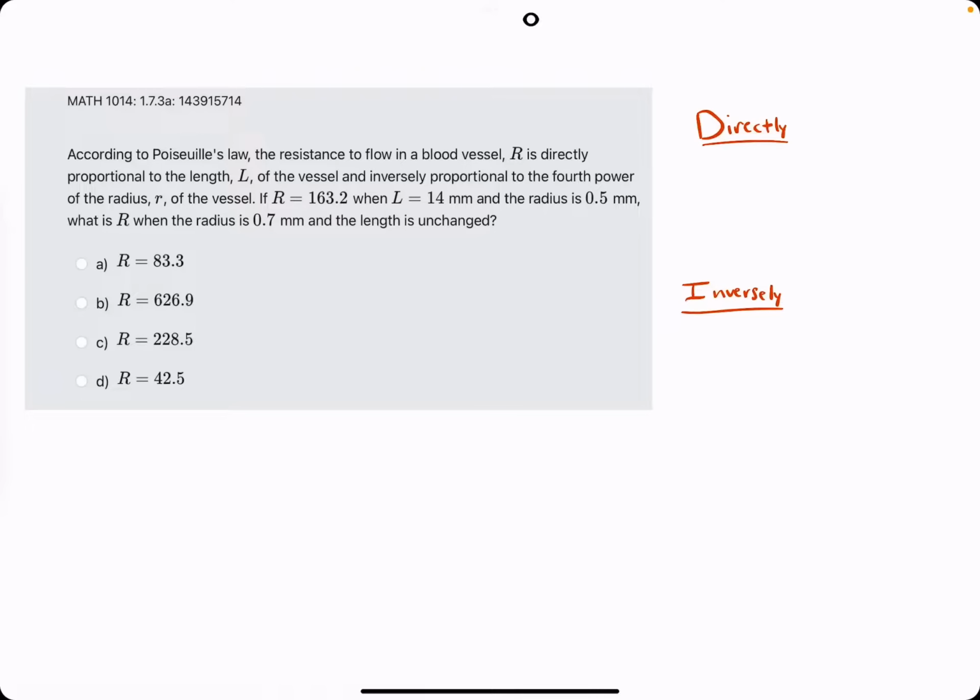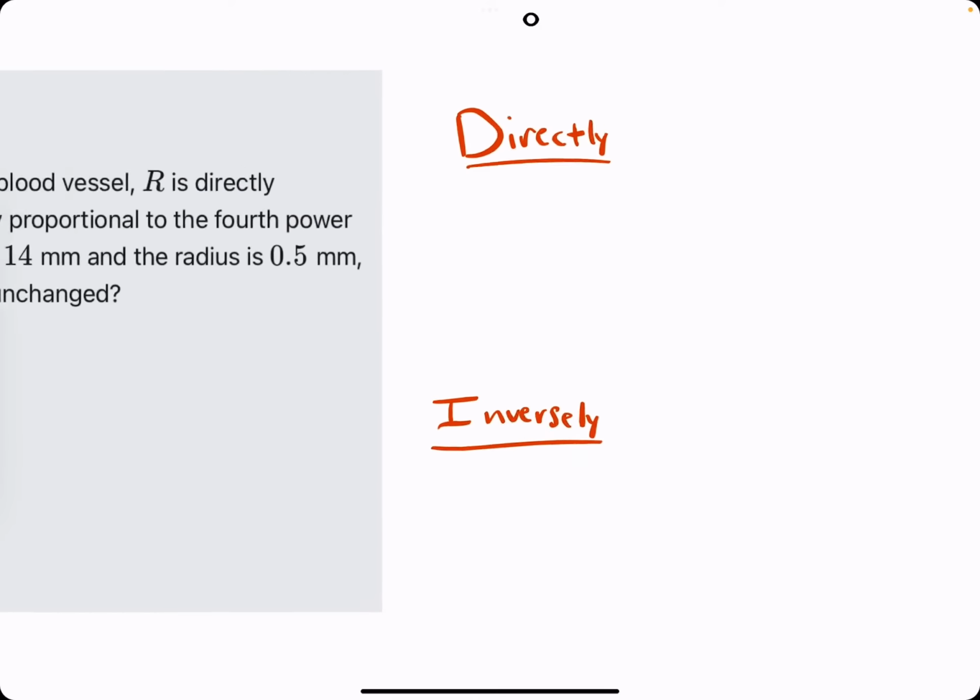Okie dokie. In this problem, they say, according to someone's law, the resistance to flow in a blood vessel R is directly proportional to the length L of the vessel and inversely proportional to the fourth power of the radius R of the vessel. And then they give us a bunch of information, and the goal is to eventually find capital R. So let's talk a little bit about directly and inversely proportional.